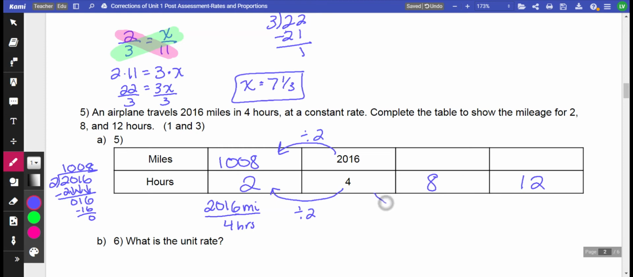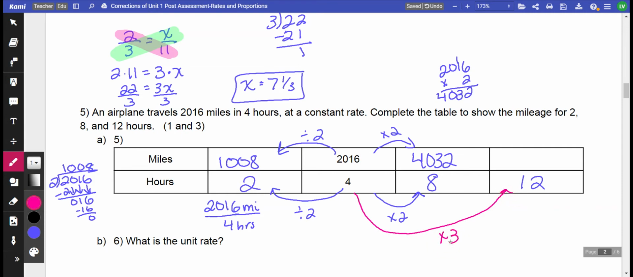Well, to get from 4 to 8, I'm going to multiply by 2. So that means I'm going to take 2016 and multiply it by 2. So I'm going to show my work above. 2016 times 2. That's 12, 3, 0, and 4. So 4,032. Great.